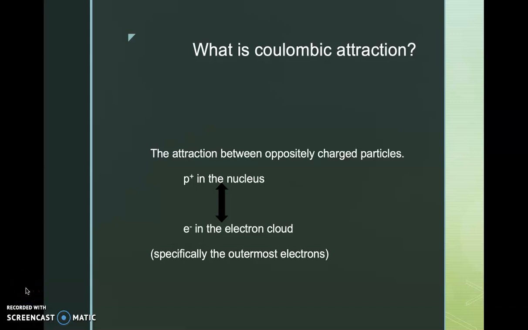Okay, so this PowerPoint is all about Coulombic attraction. Now, that's kind of a crazy word. Coulombic attraction is essentially the attraction between oppositely charged particles. Okay, so we're specifically talking in an atom.